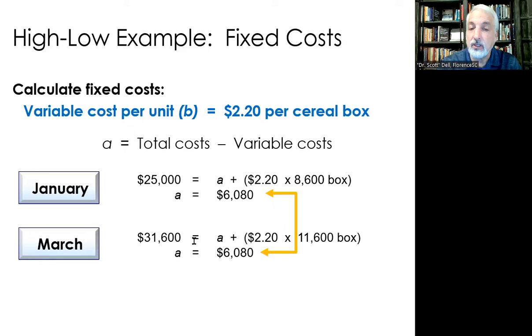We're seeing the difference. We're solving for A, which is our fixed cost, the total cost minus the variable costs. And we get a consistent number. We have 6,000 in fixed costs. We have 8,600 times 220 as our variable. We have 11,600 times 220 as our variable. Our total costs are going to be the 31,600 or the 25. And because we already used these numbers, that's going to be consistent with our fixed costs.